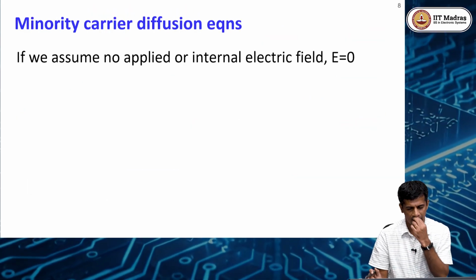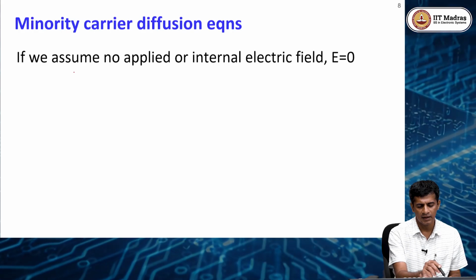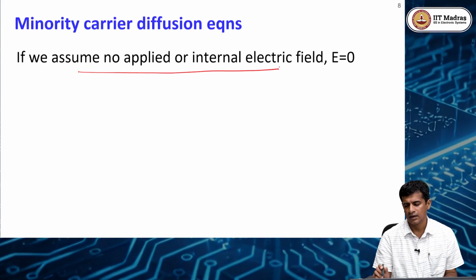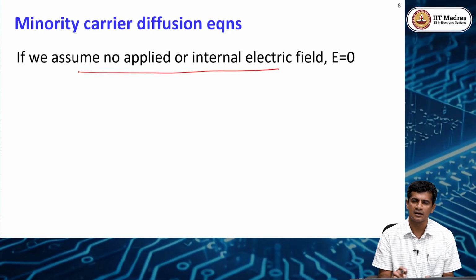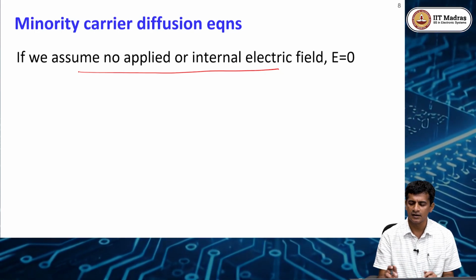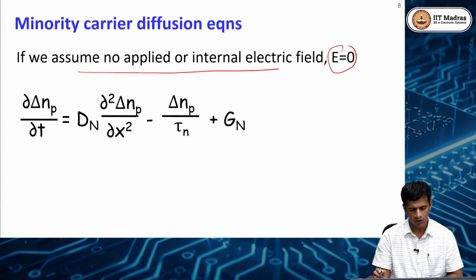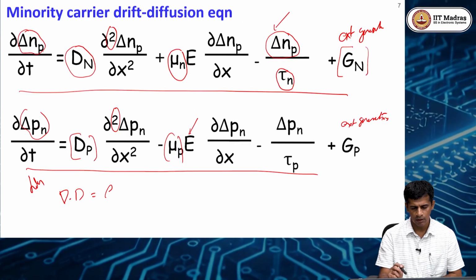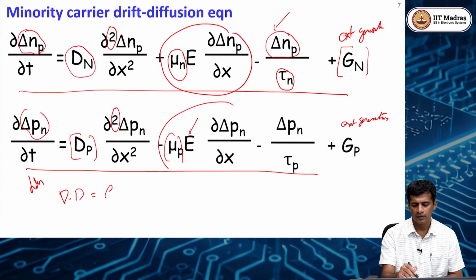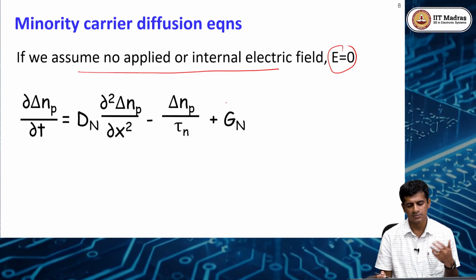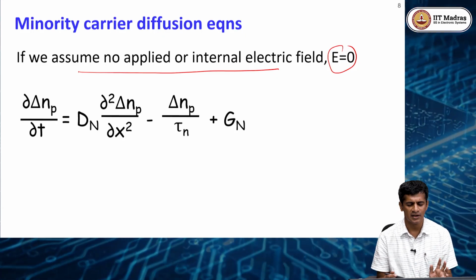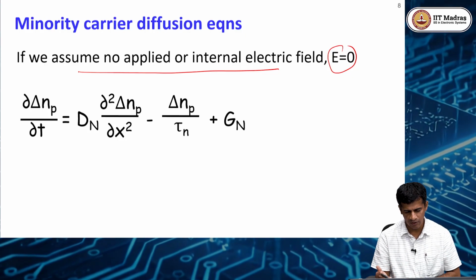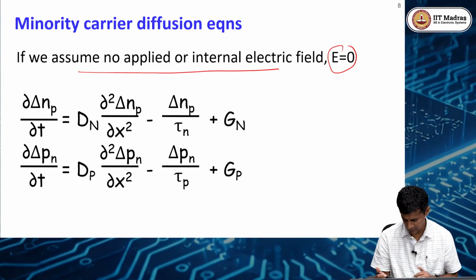Then what? The other assumption: let's make it much more simple. Suppose there is no applied or internal electric field. For example, if it's a uniformly doped semiconductor, we are not applying any bias, there is no internal electric field, then the electric field goes to 0. Then the equation becomes even simpler. So this term is gone, this entire term is gone, right. So then you are making it much simpler. Now you can see these differential equations are something which you have seen before. I think these look very familiar, right.